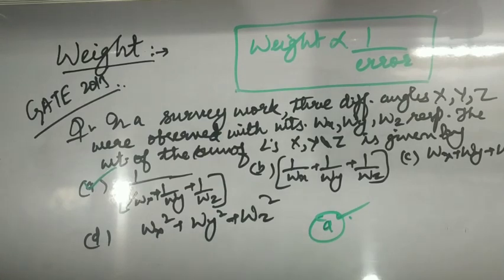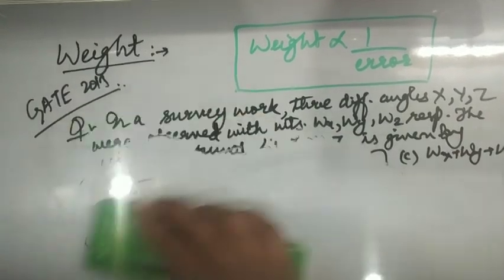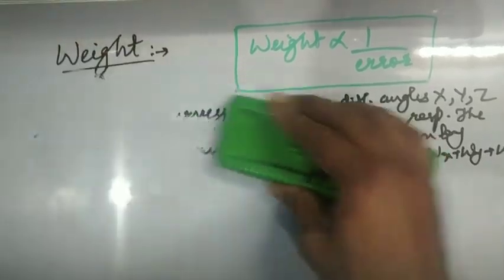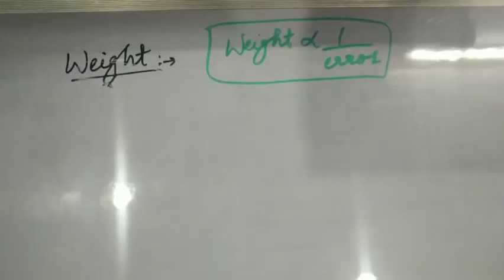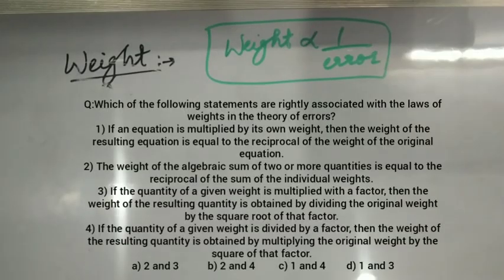Now this was a GATE numerical. Now coming to the last numerical of today's lecture, that came in ESE 2016. It is not a numerical, it's a theory question. The question says, which of the following statements are rightly associated with the laws of weights in the theory of errors?